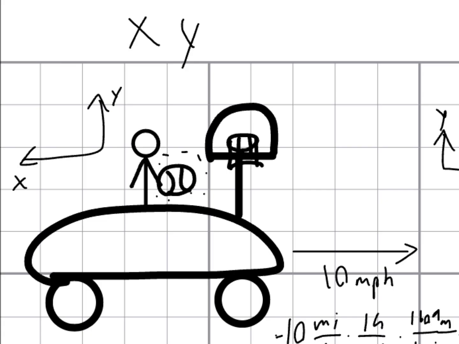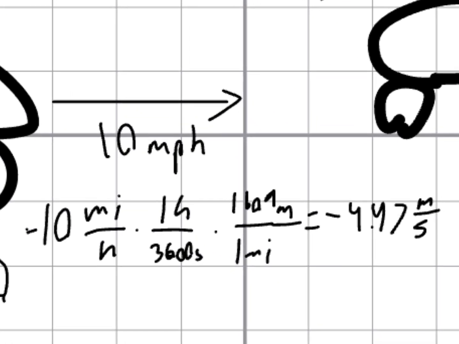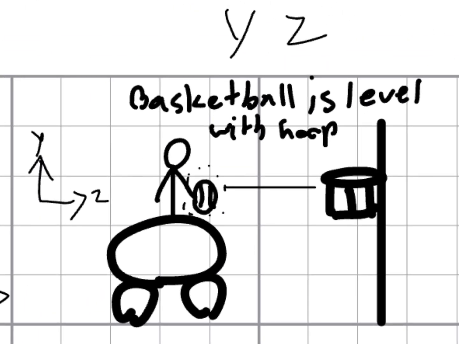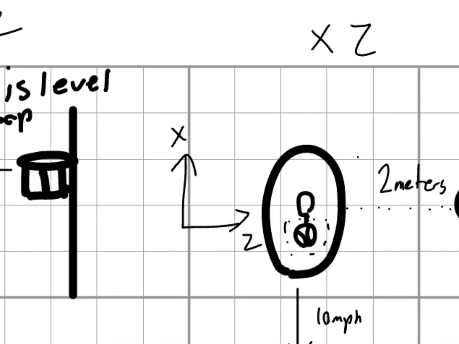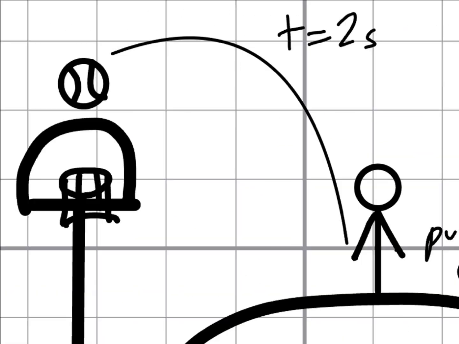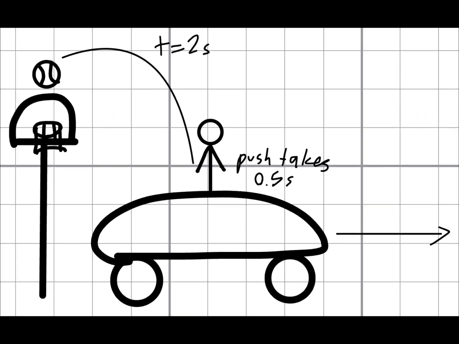Next, the car will be moving at a constant speed of 10 miles per hour, or about 4.47 meters per second. The third restriction will be the basketball will be released at the same height as the hoop for the sake of ease of calculations. Fourth, the hoop will be 2 meters away from the basketball upon its release. Fifth, the ball will be in the air for 2 seconds before going in the hoop. Before we go into the mathematical joy of this experiment, our last and final restriction is that the push will take 1/2 of a second.